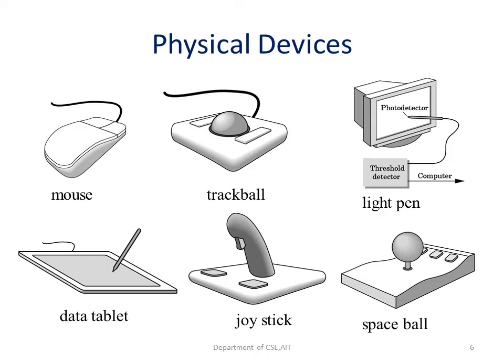Similarly, a space ball has a different purpose, a joystick has a different purpose, and the light pen, when used on a photo detector screen, is used for a different purpose. So every physical device has different ways of interpreting the input.